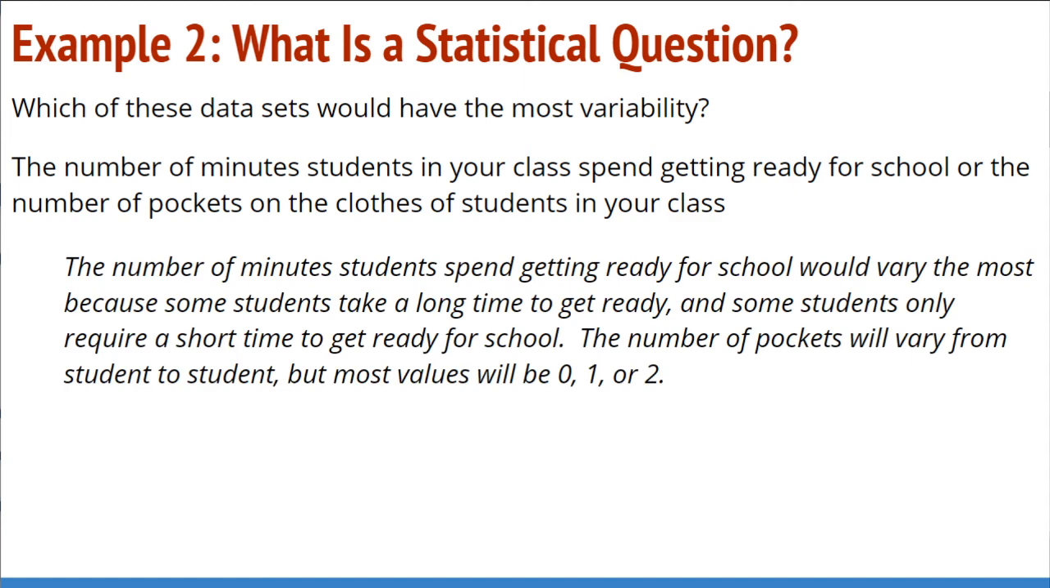The number of minutes getting ready for school is probably going to vary the most. If we've got 25 students in our class, we probably have 25 different answers. But if we ask about the number of pockets that each student has, we're probably going to have a much smaller variety of answers. So we would have greater variability in the number of minutes getting ready for school than we probably would with the number of pockets each student has.